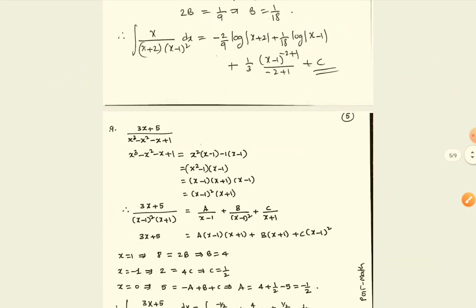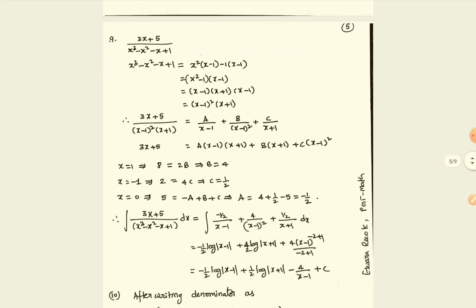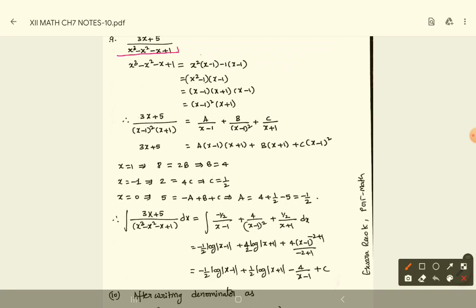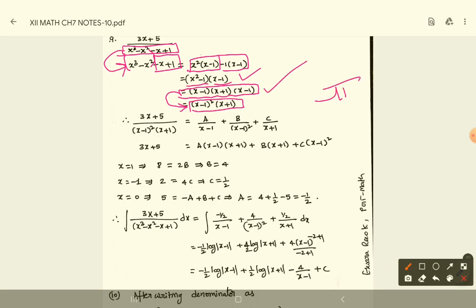Next question, ninth question. 3x plus 5 by x cube minus x square minus x plus 1. So this time what will happen? See this question. This one, the denominator, you try factorization. So x square is common from the first two terms. Minus 1 is common from the next two terms. Then after that, x minus 1, if I take common, I get x square minus 1 into x minus 1. So this will be x minus 1 into x plus 1 into x minus 1. After that you can write this as x minus 1 whole square into x plus 1, because there are two x minus 1s. So that means it is of type 2.